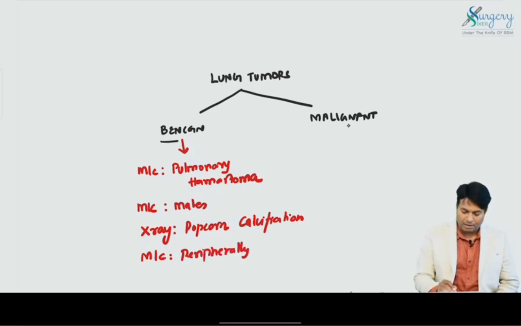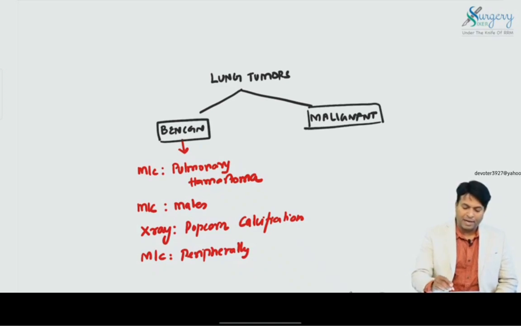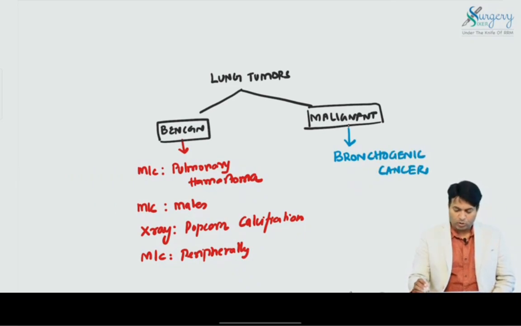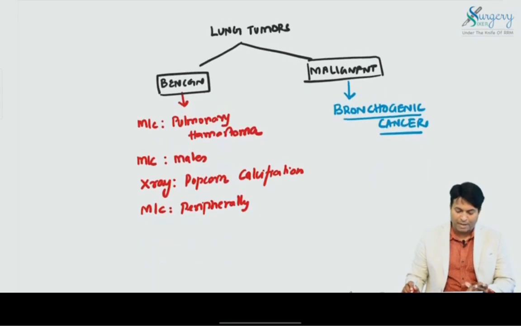Lung tumors can be divided into benign and malignant. In malignant, we are going to discuss bronchogenic cancers in detail in this chapter. We are not going to discuss the mets. Lung mets are more common than bronchogenic cancer. Metastasis is more common in the lungs. But I'm going to discuss in this chapter, from Valiant Love, bronchogenic cancers.